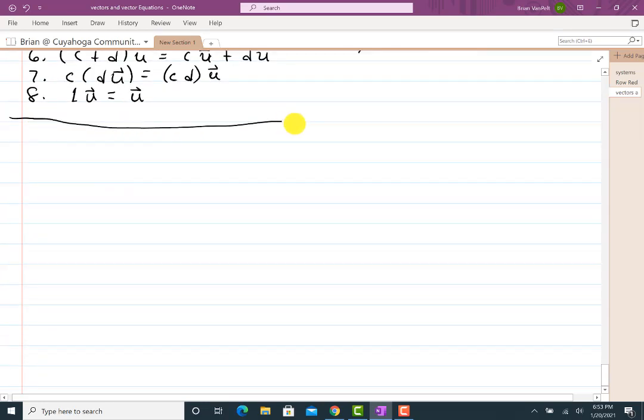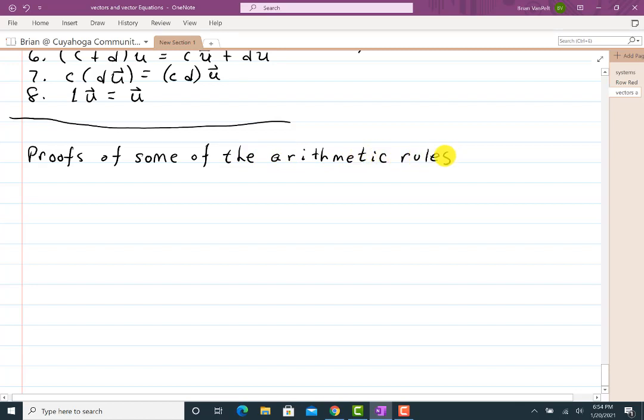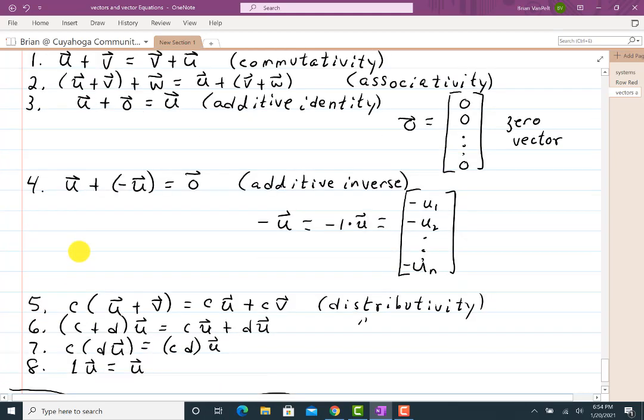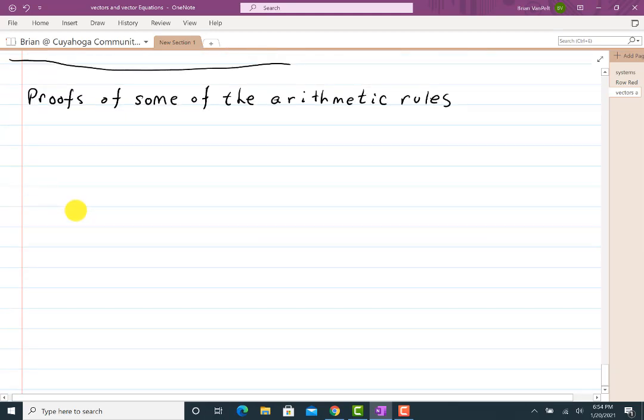So let's prove some of these things. And your book will have you do some of them as well. I just thought that I might do a few of them to give you an idea of how these things look. So let's see, I'm going to choose to do the first one, the commutativity. So I want to prove that u plus v equals v plus u. And so here's how the proof looks.